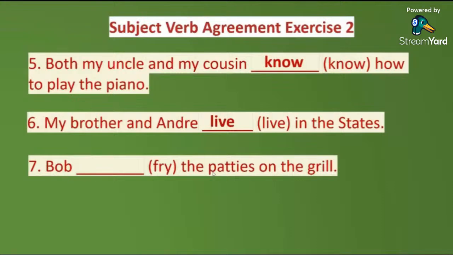Number 7. Bob blank the patties on the grill. The verb inside the bracket is fry. Answer, Bob fries the patties on the grill.